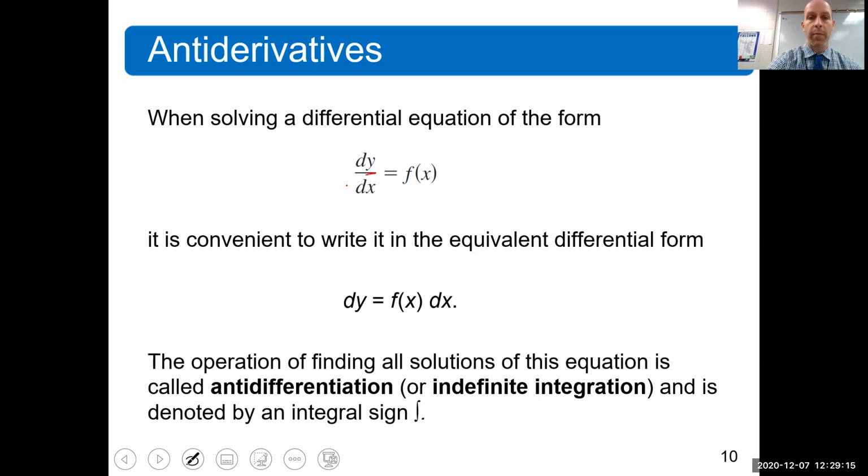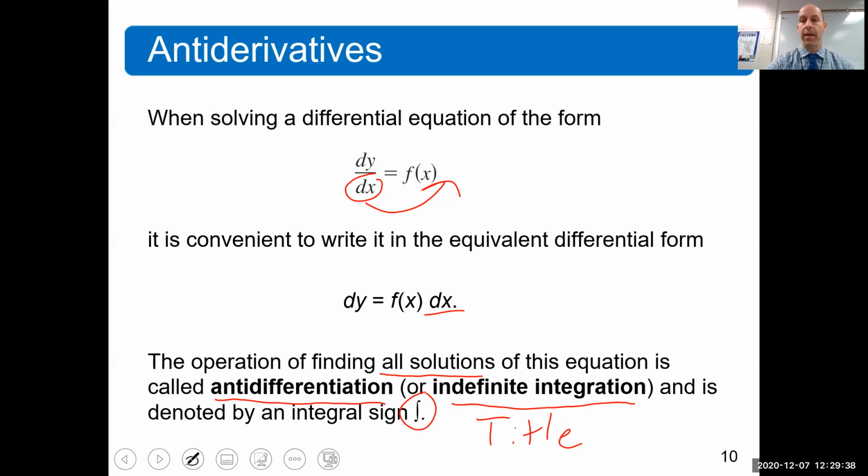So in other words, we could multiply this dx over here to the other side. The operation of finding all solutions of an equation is called anti-differentiation or indefinite integration, which, by the way, is the title of this section that we're looking at today, and is denoted with this sign right here. This is actually a sigma sign, but it's kind of like a fancy S.